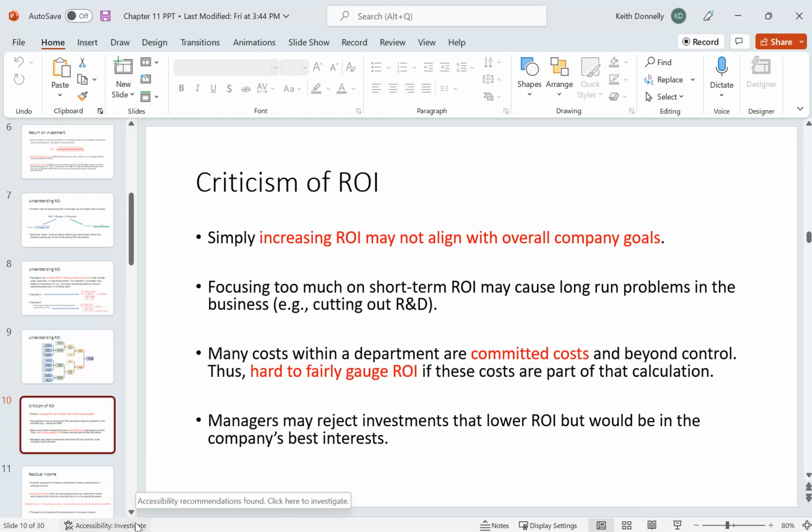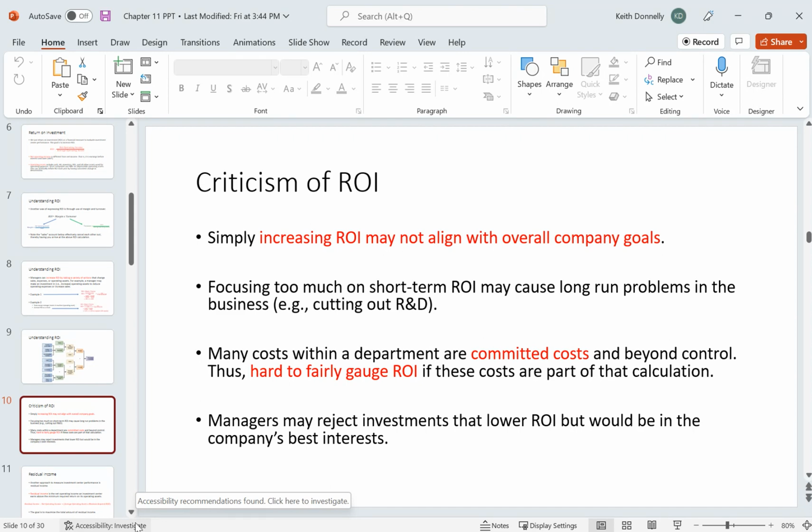All right, now when we look at different performance measures, there's good and bad with each of them. So there are some criticisms out there of ROI. Now the first one says simply increasing ROI may not align with the company's overall goals. In other words, if we're a particular division and we take action to increase our ROI, we buy a machine, it may not necessarily be in the best interest of the company as a whole. Maybe we could deploy our resources in such a way that's better for the company. We should do something else. It's more efficient for the company as a whole.